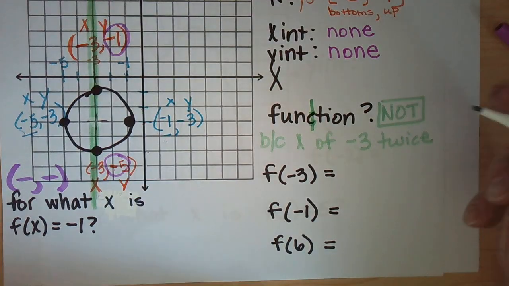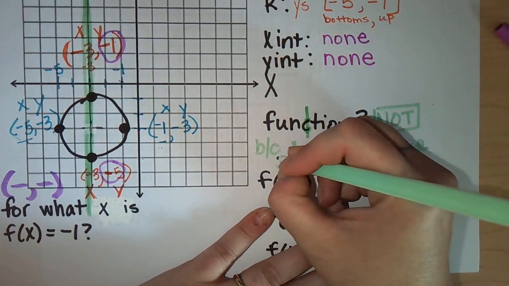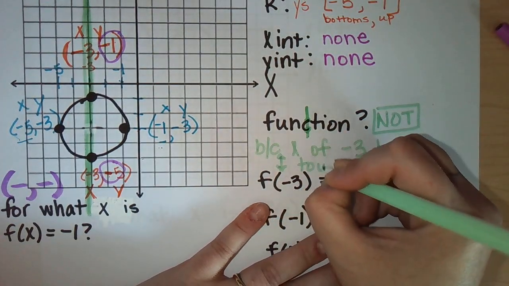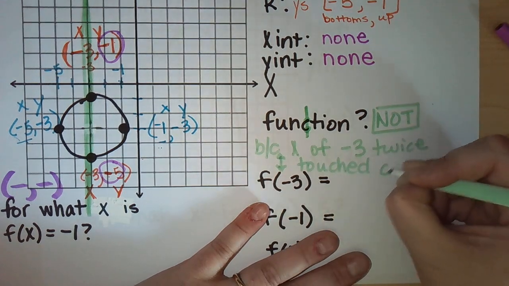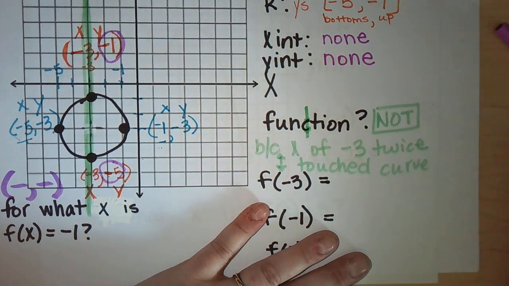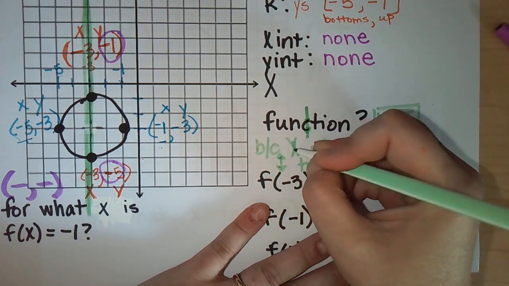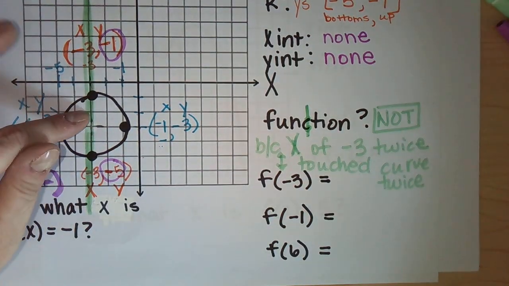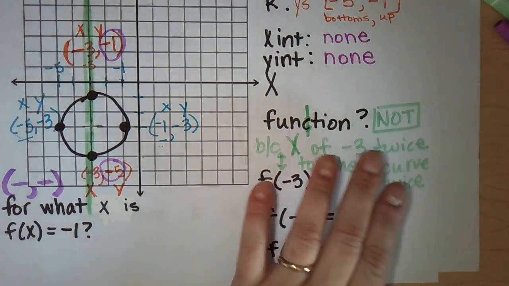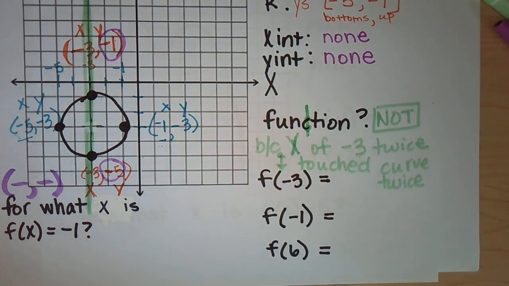And it's also not a function because an up and down line touched my curve twice. So we could have either looked at the numbers and saw the -3's happen twice, or we could have drawn an up and down line and saw that we touched the curve twice.